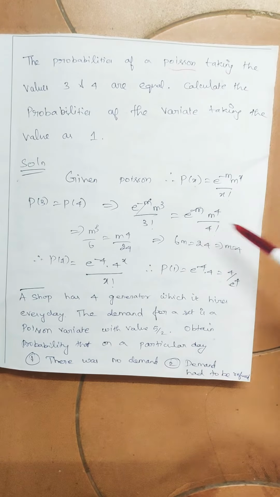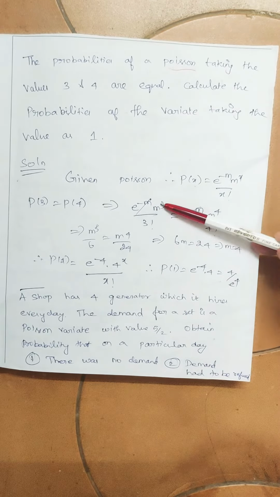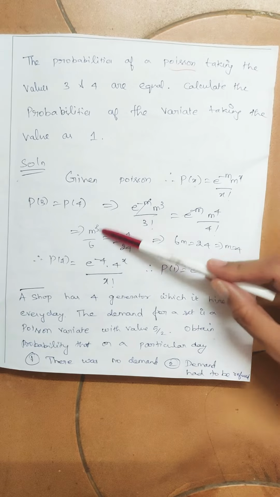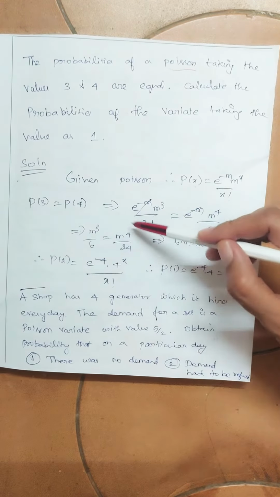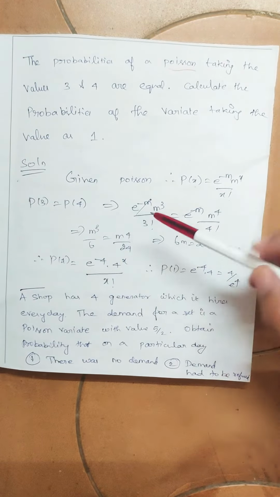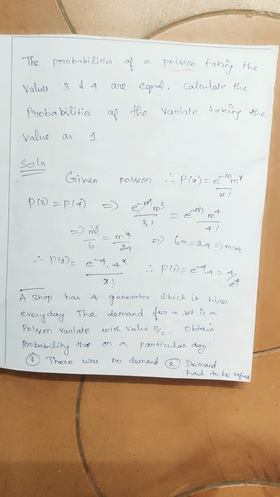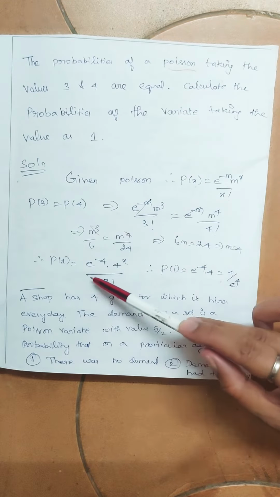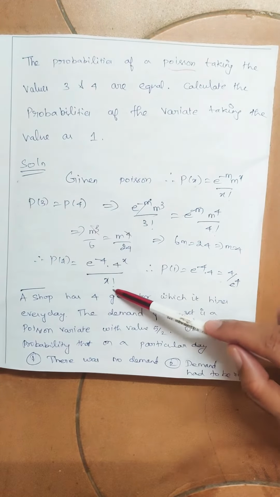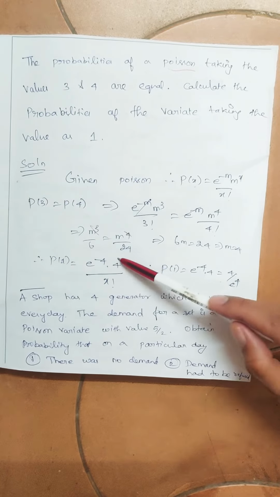e power minus m will get cancelled. m cube and m power 4, only one m will be left, correct? So 6m is equal to, it will get cancelled, 6m is equal to 24, m is equal to 4. So you got what is m. So what is the formula for probability? e power minus m, m power x by x factorial. You have replaced m by 4.